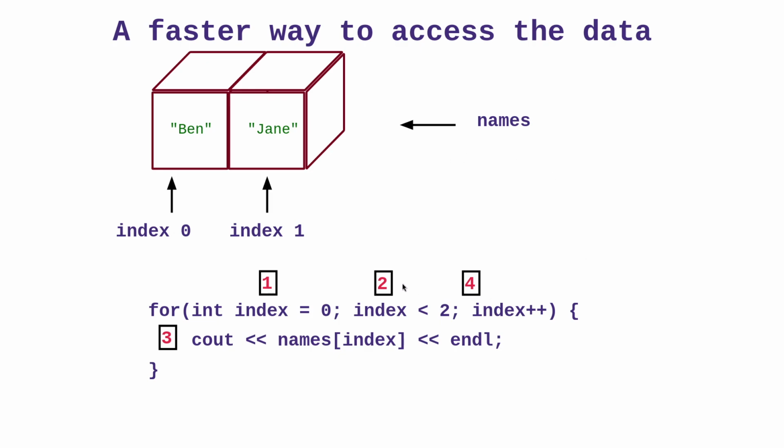Step 2. Index is 2. Is 2 less than 2? That's false. And because that's false, step 3 is not executed and the loop has finished. That's the end of it. So we will do step 3 as long as step 2 turns out to be true.